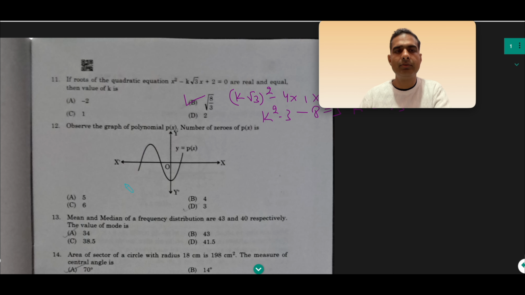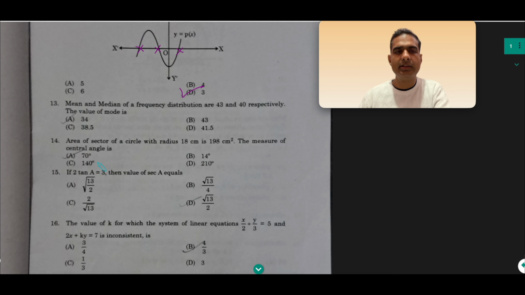Question number 12. Observe the graph of the polynomial p of x, number of zeros of p of x. So we know that number of zeros of a given graph is equal to the number of times it crosses the x-axis. We have to be very cautious. We have to see only the points of intersection of the graph and the x-axis. So it is crossing the x-axis at 3 points. So it will have 3 zeros.